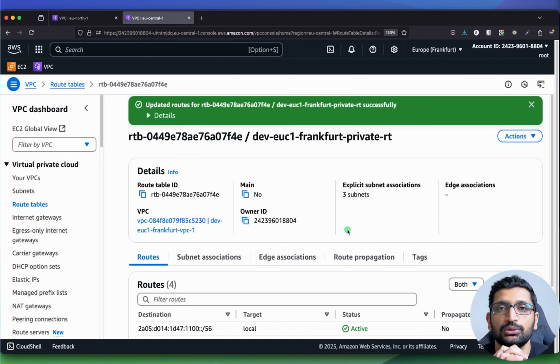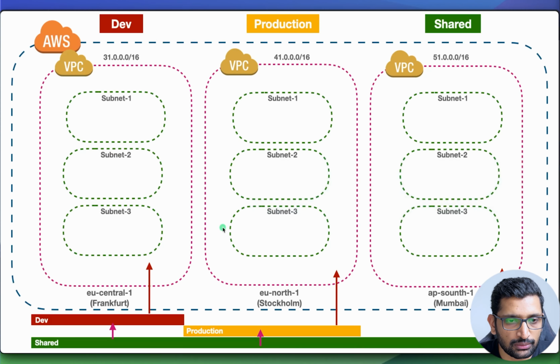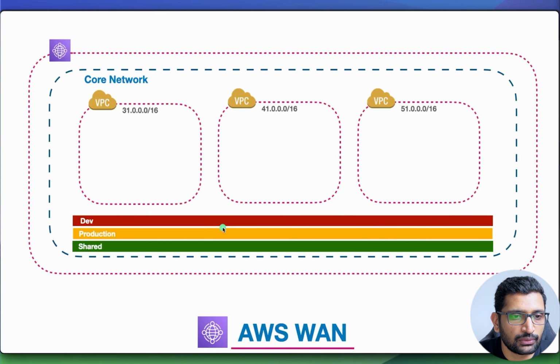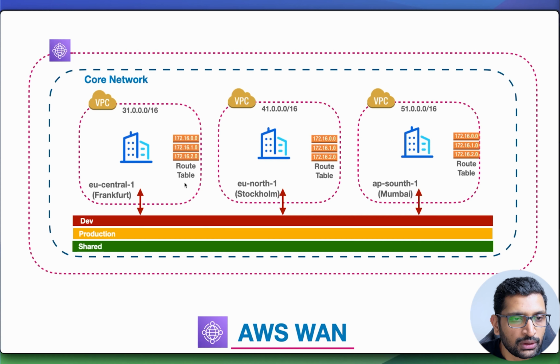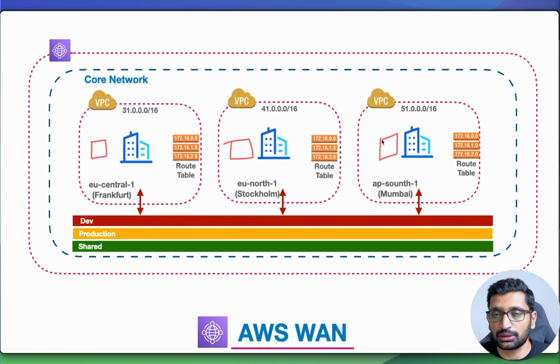Now I'll try to spin up the virtual machine. If you take a look at this particular diagram, here I'm going to spin up a virtual machine in each VPC and try to ping those machines from each other. So that's what I'm going to do. I'll be back once I set up the virtual machine in each VPC, and then I'll try to test through the ping command.